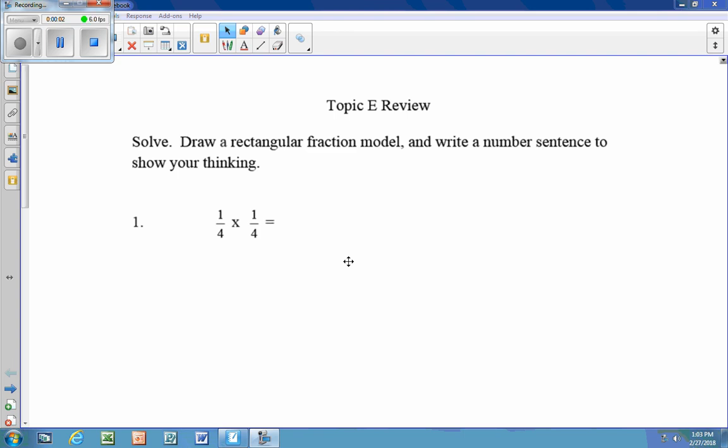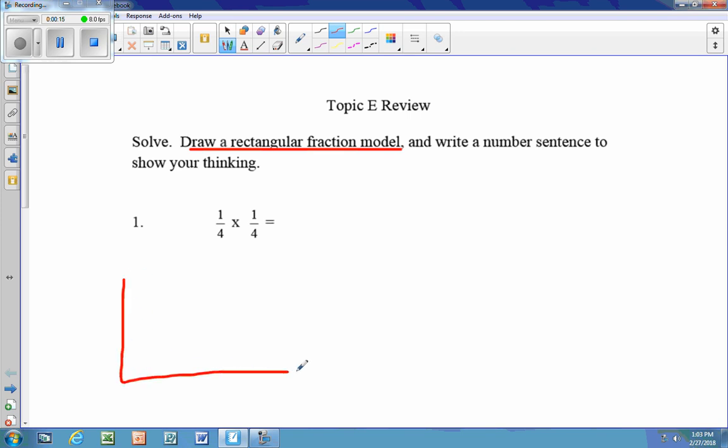This is the Module 4 Topic E review. So first it says to solve, draw a rectangular fraction model. So we're going to start with that. So I'm going to draw my model.